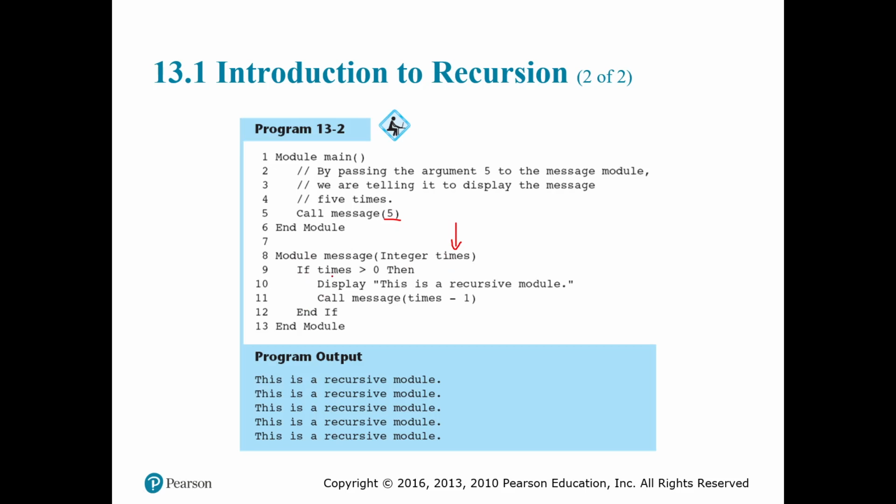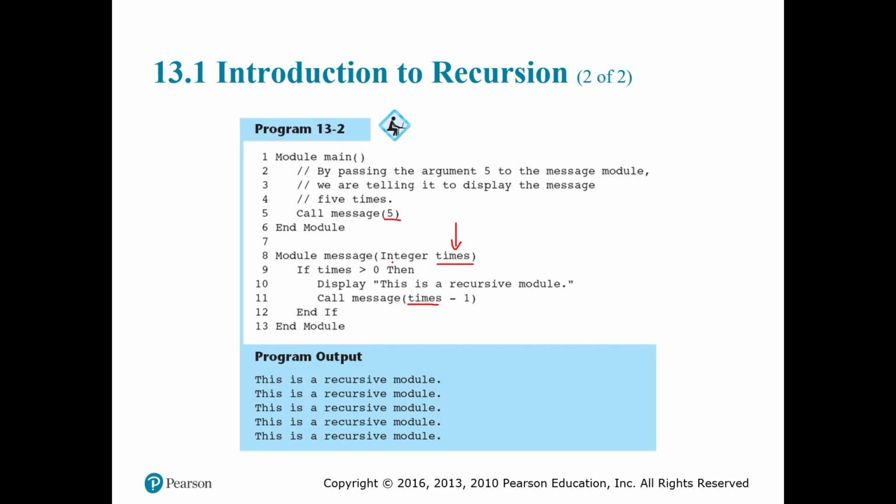Then what we do inside of the module is just a simple if statement. As long as our variable times is greater than 0, and we start from 5, then we will display "This is a recursive module." Then we're going to call the same module again, inside of the module. But this time, instead of using whatever our variable times is holding, we're passing times minus 1. By doing this, we assure that our recursive method has a breakaway.